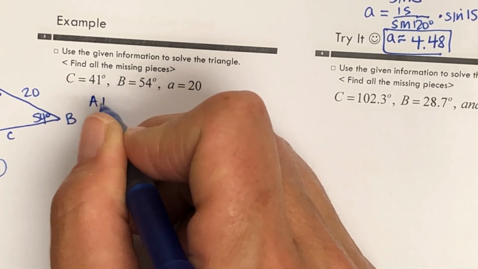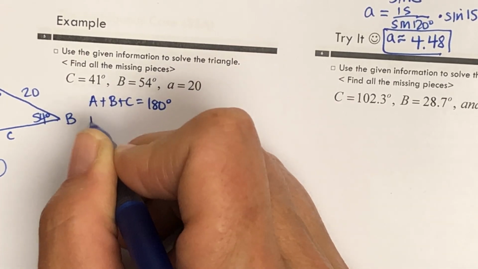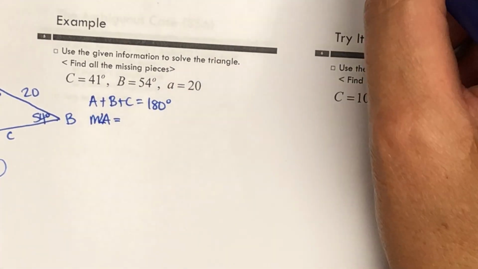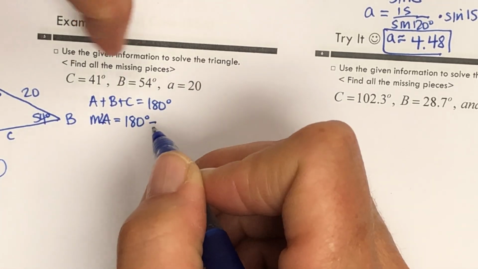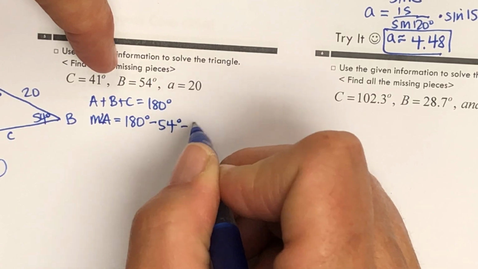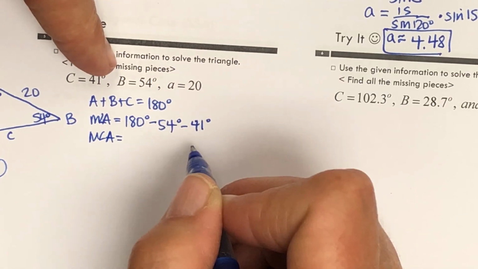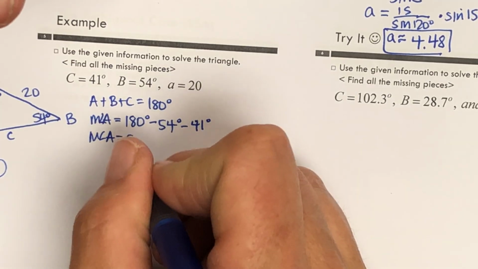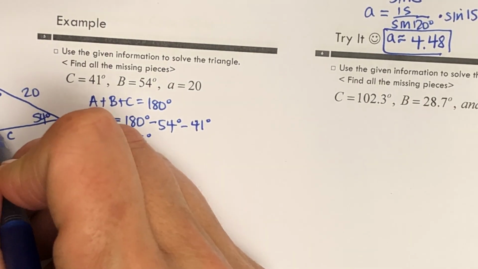So again, angle A plus angle B plus angle C equals 180 degrees. And I need the measure of angle A, which is going to equal 180 degrees minus 54 degrees minus 41 degrees. Measure of angle A is equal to whatever that equals, 85 degrees. So actually angle A is the biggest angle.